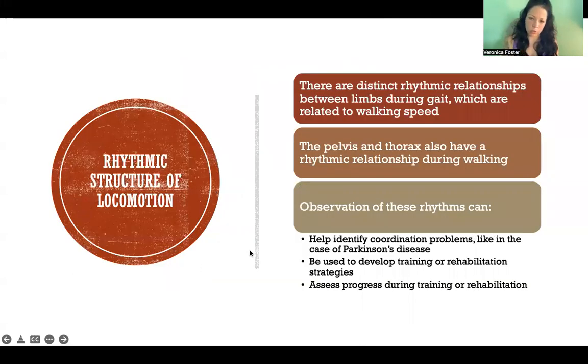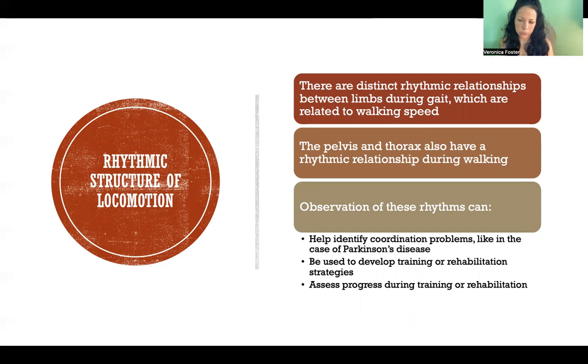The rhythmic structure of locomotion: there are distinct rhythmic relationships between limbs during gait, which are related to walking speed. Depending on the speed of gait, whether walking or running, we have different rhythmic relationships that take place between the limbs during normal stereotypical gait. It's really helpful to understand those rhythms and be able to observe and analyze them, especially in a rehabilitation setting, because then you can see anything that is abnormal. You can also use it to assess progress and whether a program is working to improve those rhythmic relationships.